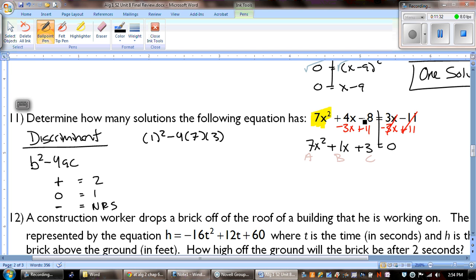You can plug that all into your calculator, or you can do it by hand. It doesn't really matter. Well, you do it. Let's go. Come on. Chop, chop. Okay, when you do it, you should get negative 83. And since it's a negative answer, that's right, it's no real solution.